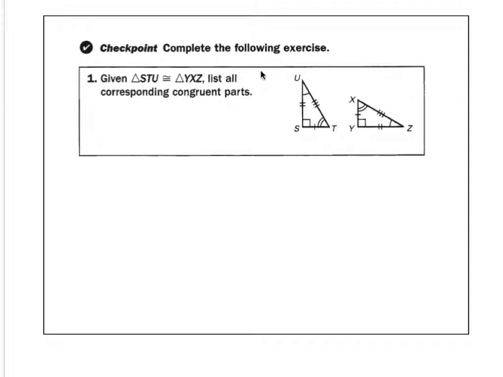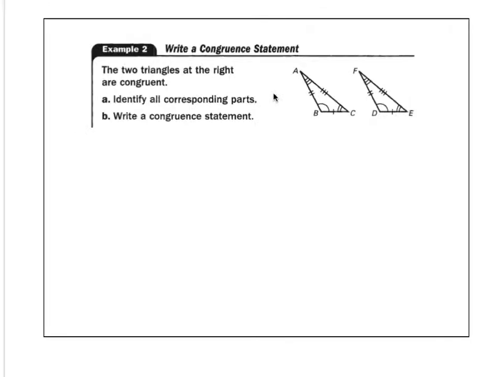Make sure you finish this checkpoint on your own. And here's example 2. The two triangles at the right are congruent. Identify all corresponding parts. It's already labeled for us, so it's really nice.